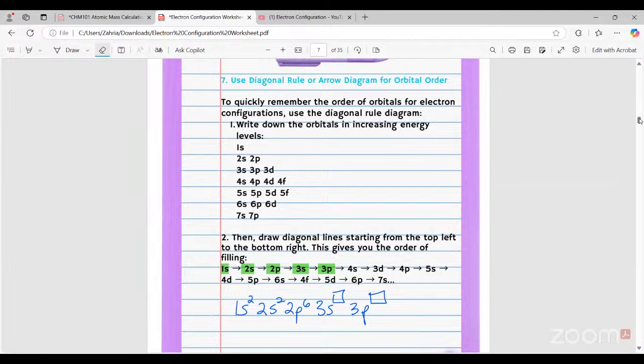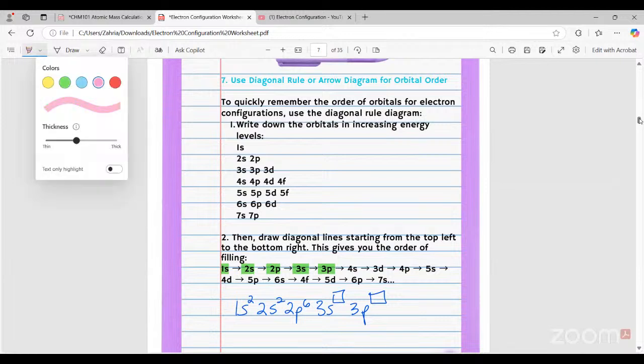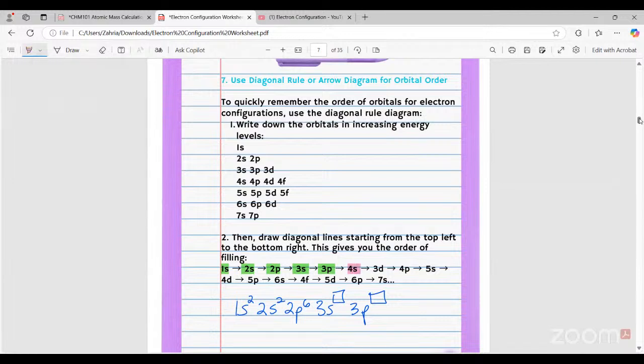After you get out of the 3p, when you get to the fourth energy level, yes, you're going to say 4p right here, but then you're going to go to 3d right there. So it's 1s, 2s, 2p, 3s, like the pattern continues that way. So 1s, 2s, 2p, 3s, 3p, 4s, 3d. So let's fill that in.